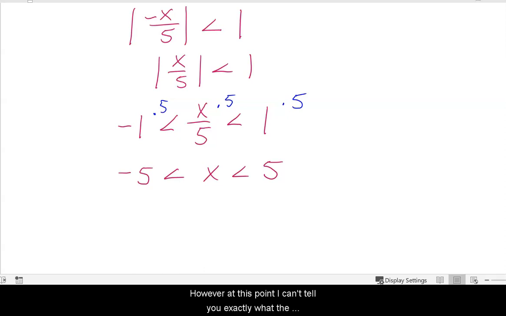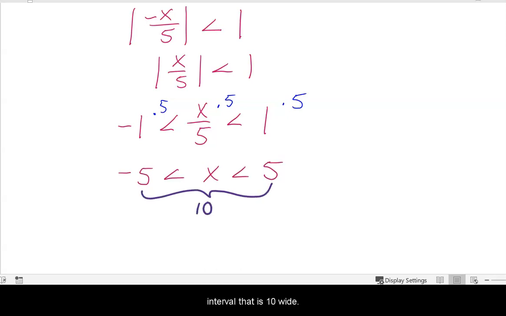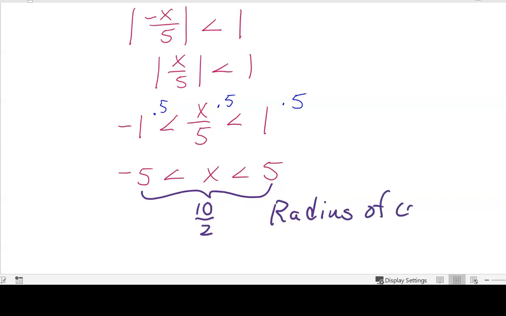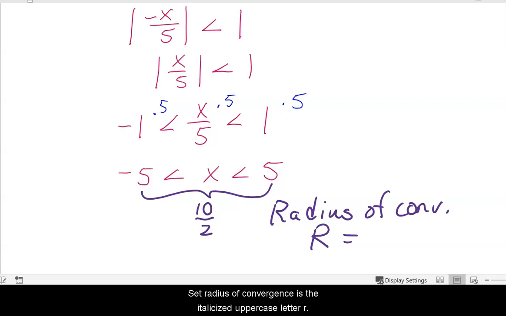However, at this point, I can tell you exactly what the radius of convergence has to be. In this case, between -5 and 5, I know this has to be an interval that is 10 wide. Take the 10 and divide by 2. This means that my radius of convergence is 5. That radius of convergence is the italicized uppercase letter R. We would write that R is 5.